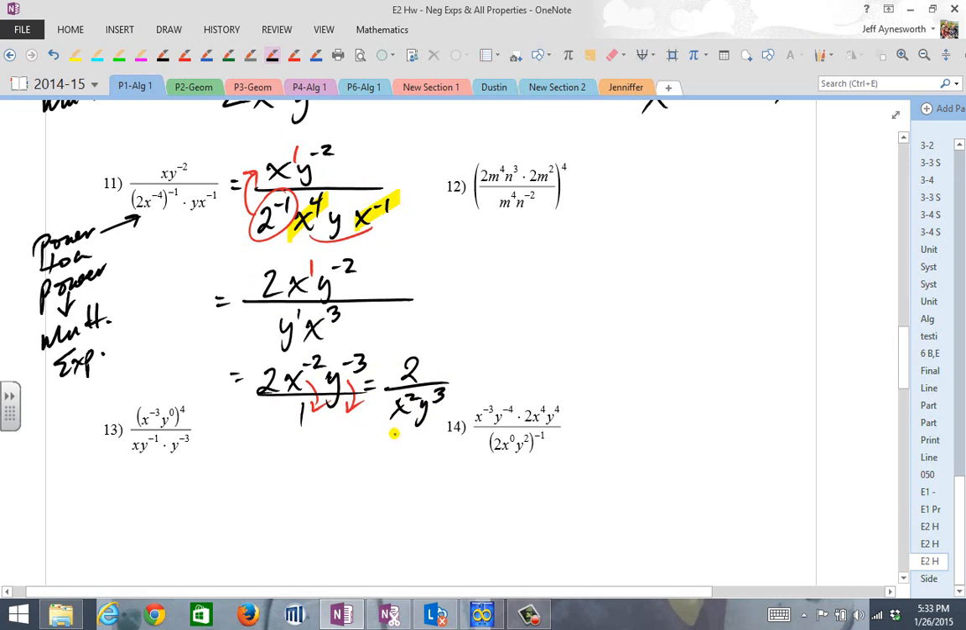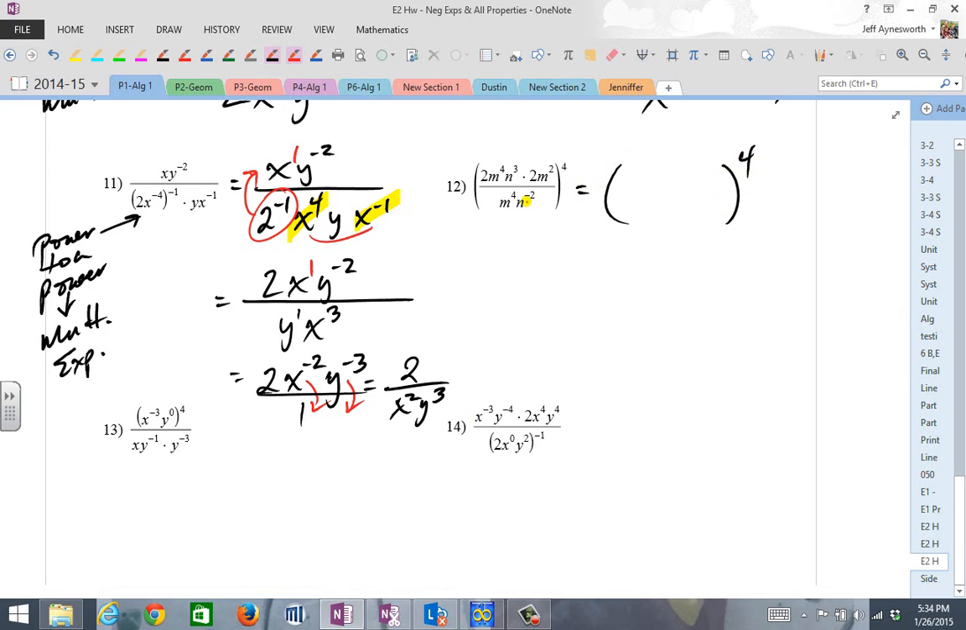Okay, you want to rewrite all your answers using positive exponents. Now, this is not the only way you can do this. Just keep that in mind. There's different ways to teach it, different ways to think about it, but this is only one way of many. So have an open mind. If you want a different approach, let me know, and I'll give you a different approach.